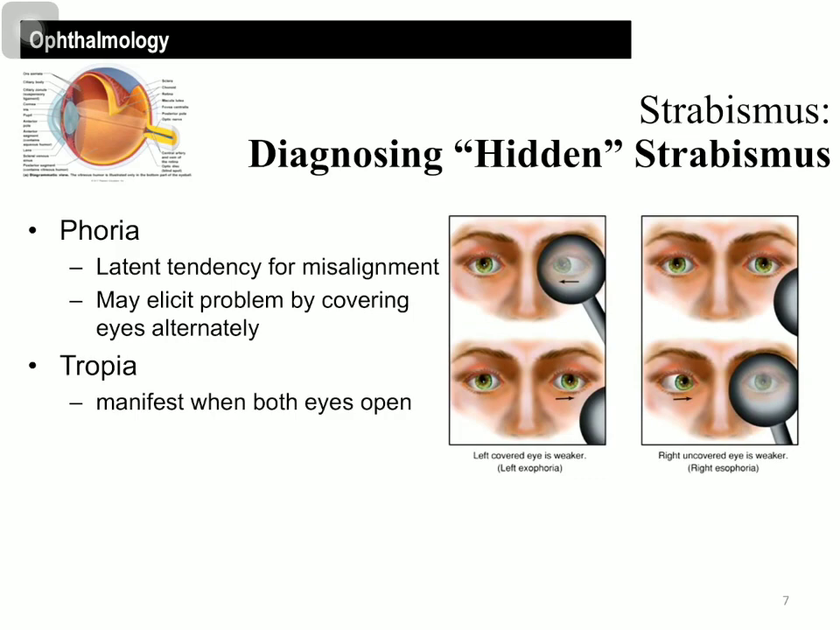If you check the eye that was occluded, and it is deviated inward or outward, then you can conclude that the patient has a phoria. If after removing the occluder, the eye is deviated inward, then you have esophoria. But if the eye is deviated outward after removing the occluder, then you have exophoria. Tropia is used for deviations that are seen, that are manifested easily.